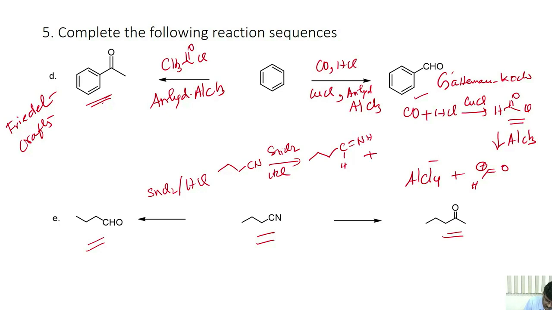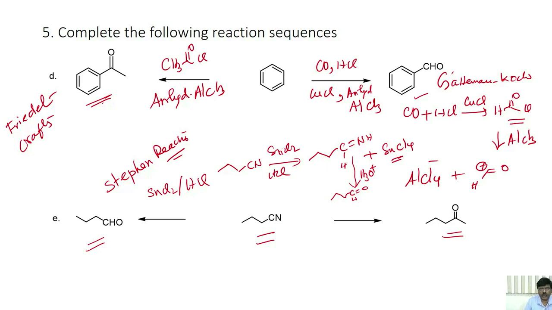Tin chloride will be converted into tin tetrachloride. Once you form this one, this can be converted into aldehyde by hydrolysis. This is known as Stephen reaction. So whenever you have the nitrile, that can be reduced to imine. That imine can be hydrolyzed to aldehyde, which is known as Stephen reaction.